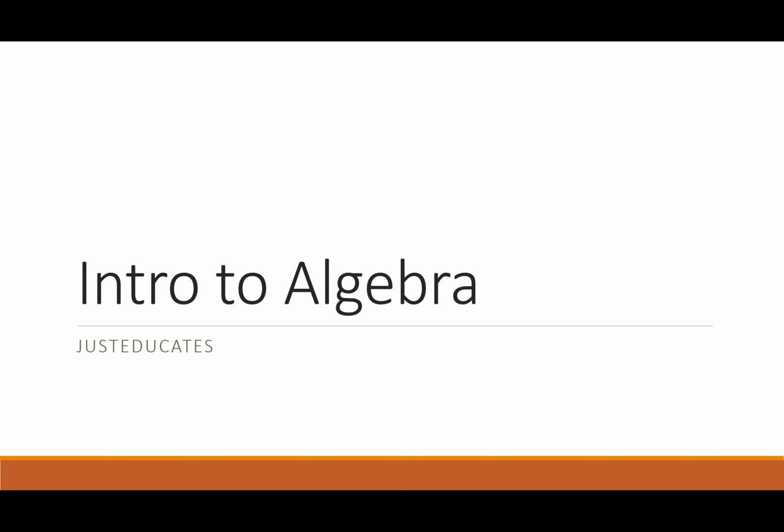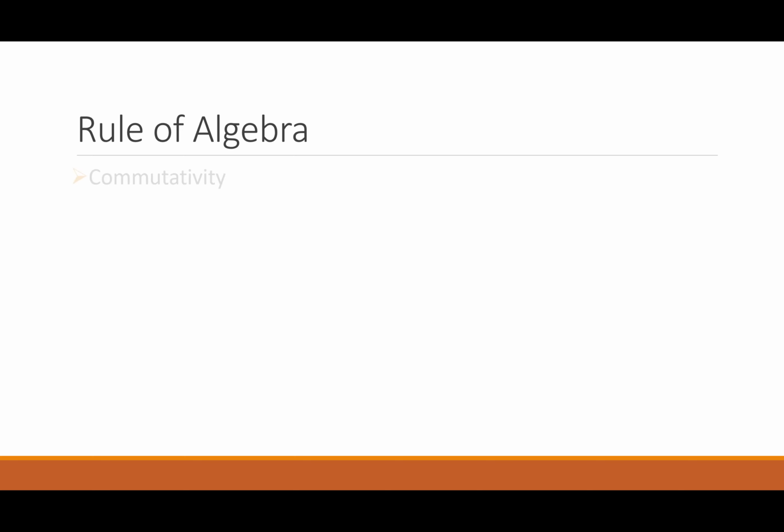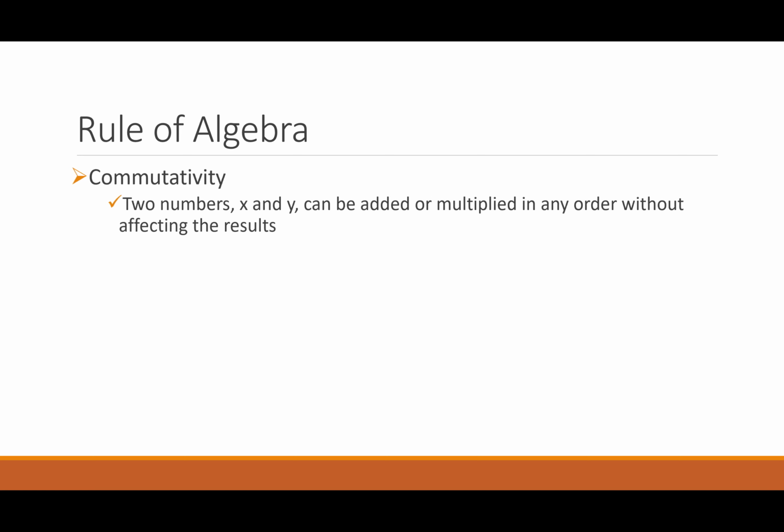So the first thing I thought we should discuss are the rules of algebra. First rule, commutativity. Two numbers x and y can be added or multiplied in any order without affecting the results. So what does that actually mean? Well, if you do x plus y, or you do y plus x, you end up with the same result. As an example, if we say x equals 3, y equals 2, then x plus y is 3 plus 2 is 5, or you've got 2 plus 3, which also equals 5.